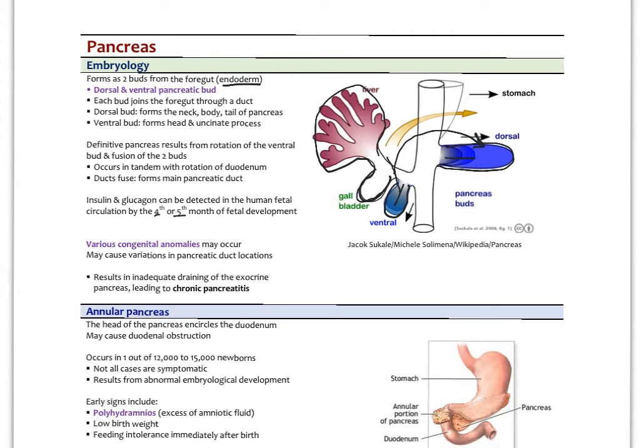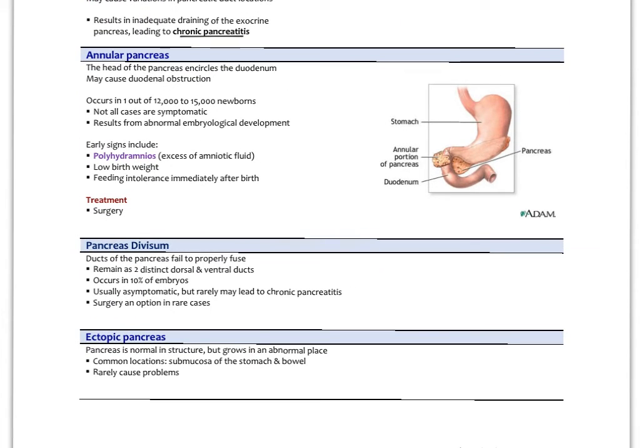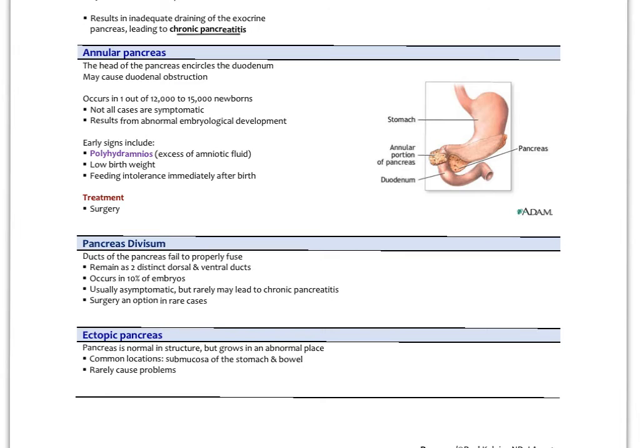Now, various congenital anomalies can occur because of this merging process that has to happen in the pancreatic buds. This can result ultimately in inadequate draining of the exocrine pancreas, and that can lead to pancreatitis, especially chronic pancreatitis. So one malformation here would be what's called an annular pancreas, and that's where the head of the pancreas encircles the duodenum. So they merged around, but it kind of wrapped around the duodenum instead, and that's going to create a stricture in the duodenum and obstruction.